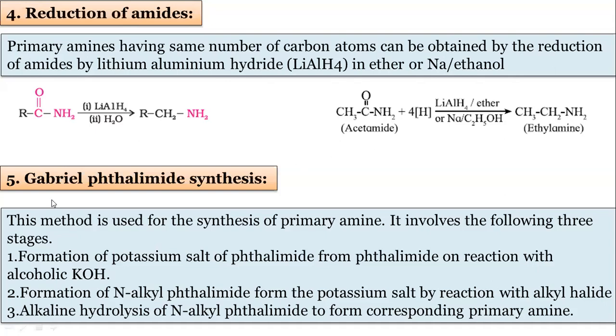Then the next one is Gabriel phthalimide synthesis. Gabriel is the name of the scientist. He used phthalimide for preparation of primary amines. This reaction is a very big reaction. It is asked for 3 marks in the exam, because it contains 3 different steps. This method is used for the synthesis of primary amines. In this reaction, the following 3 steps are included. First step is formation of potassium salt of phthalimide.